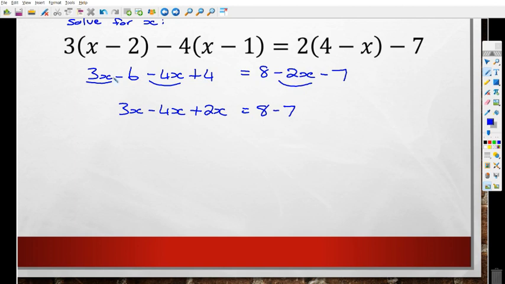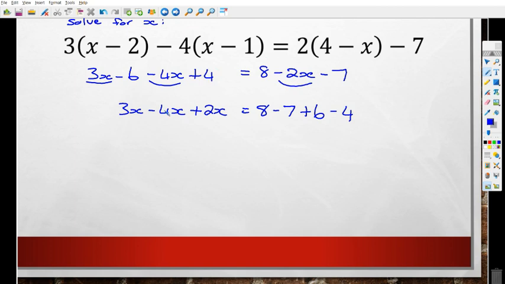How do I get rid of a minus 6? What's the opposite of minus? Add. So I need to add 6 on both sides. If I add 6 on both sides, I've got a plus 6 on this side, and on this side the 6's cancel. There's no 6's anymore. How do I get rid of a positive 4? I minus 4 on both sides. If I minus 4 here, I'm going to get 0. If I minus 4 here, I'm going to have a minus 4.